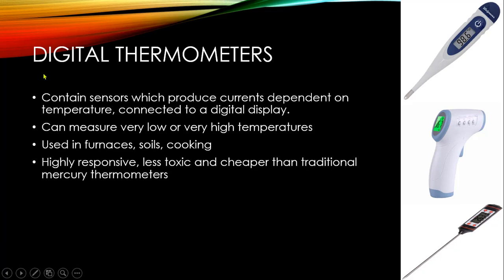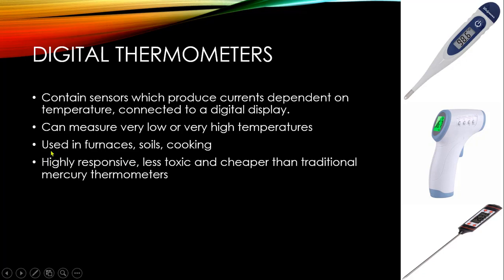The next type of thermometer is the digital thermometer. We have been seeing a lot of these lately, mostly this one, in all of the stores that you might be going in. All right, so how do they work? They contain sensors which produce currents dependent on temperature, which is connected to a digital display. It can measure very low or very high temperatures. Now what it actually does, it's a measure of infrared radiation. It's not something that you can see, but it's something that can be measured, right? So when they put this to your forehead or to your wrist, it measures the amount of heat radiating from you, and it converts it to a temperature.